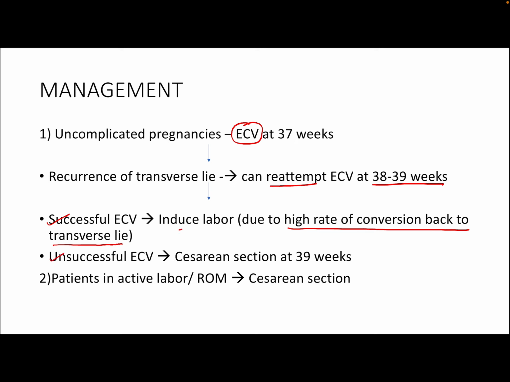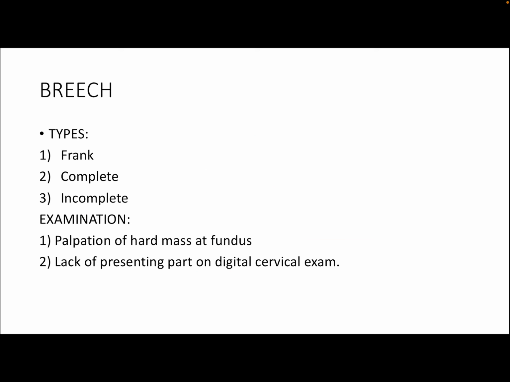And if ECV is unsuccessful, we'll go for cesarean section at 39 weeks of gestation. And if the patient is already in active labor, already there are uterine contractions, cervical dilation, or if there's rupture of membranes, then we'll directly go for a cesarean section without an ECV. So that was with transverse lie.